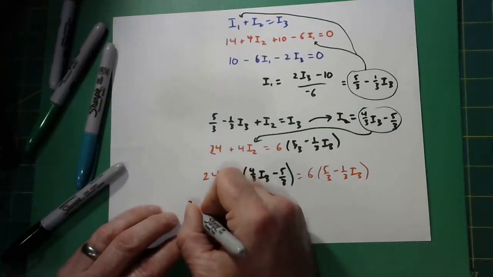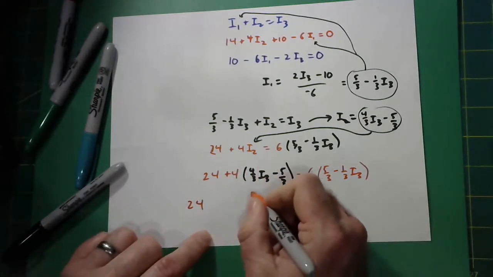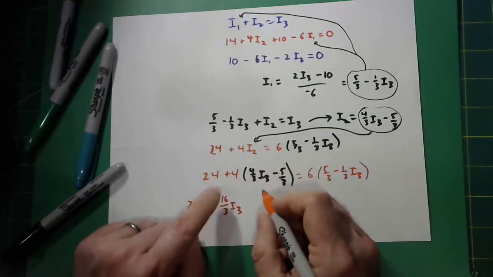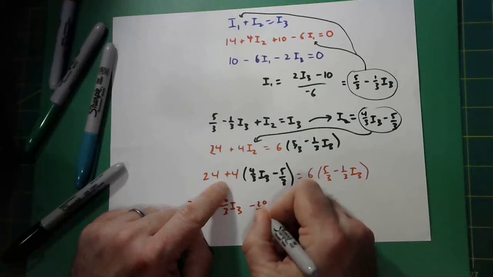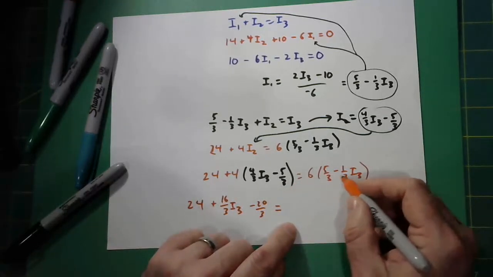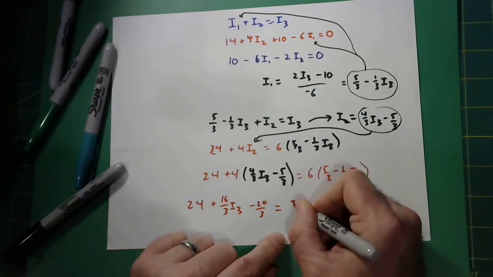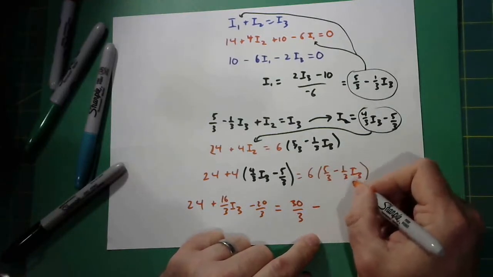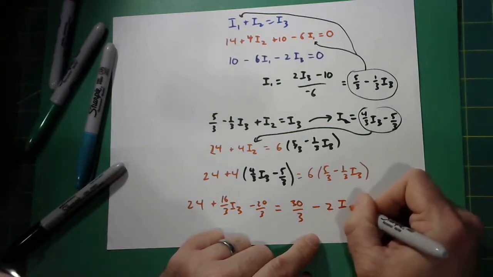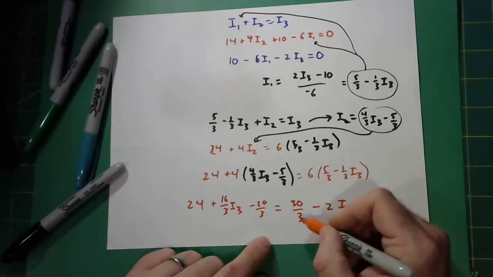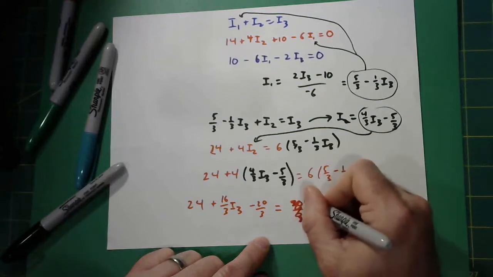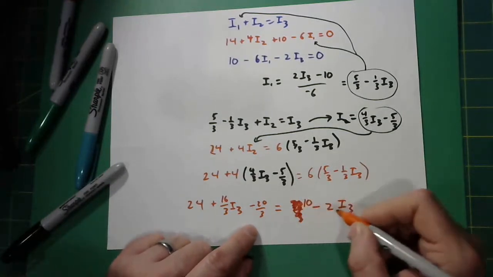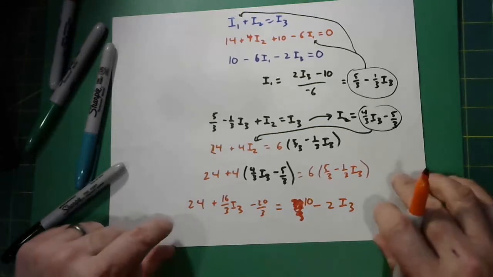So we're going to have 24, plus 16/3 I3, minus 20/3, equals, on the other side, I'm just distributing here, 30/3, that's going to come out nice, minus 6/3, that's just minus 2 I3. Is that okay? And 30/3, that's just 10. I'm going to have to combine thirds in a minute anyway. Okay, so now I have that.